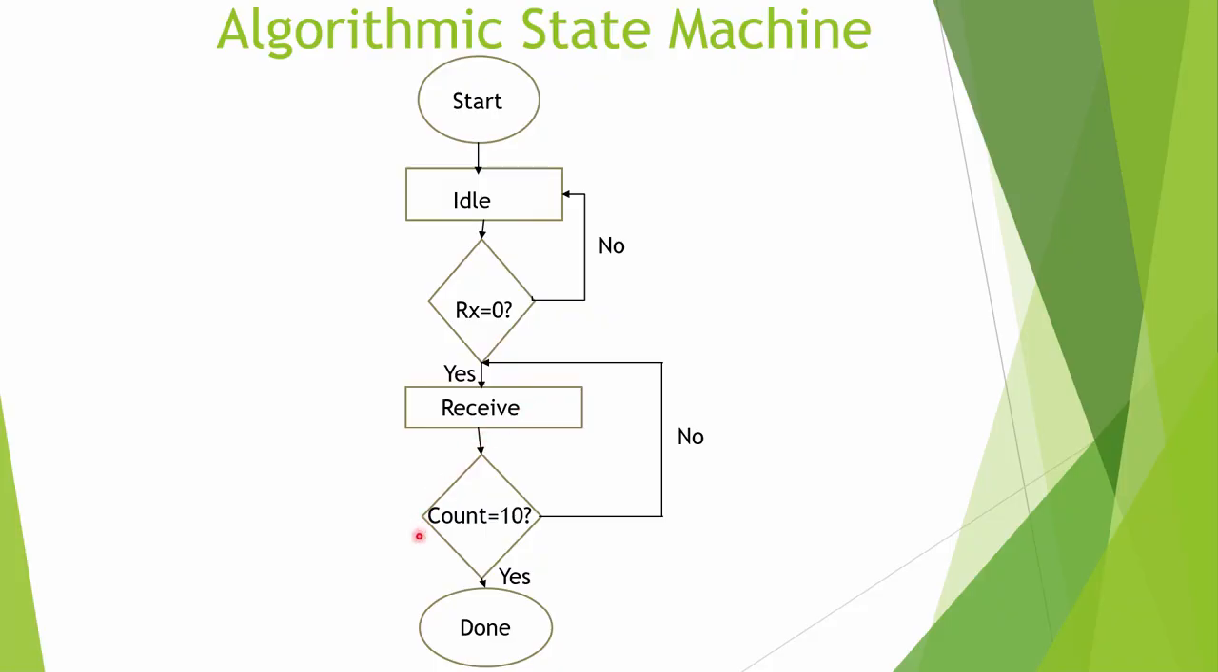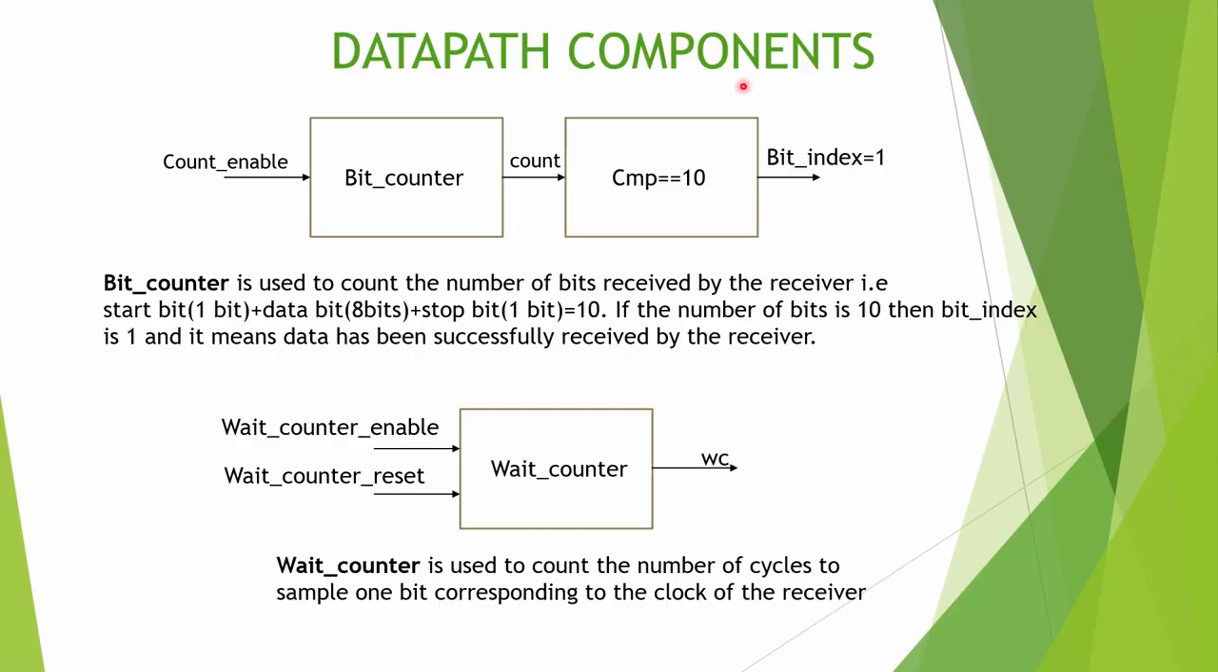Then it will count whether the number of bits is 10 or not: 1 for the start bit, 8 for the data bits and 1 for the stop bit. If the count is not equal to 10, then it will keep on receiving the bits. If the count is equal to 10, then all the bits have been received and it will go to the done state. This is the data path components of the UART receiver.